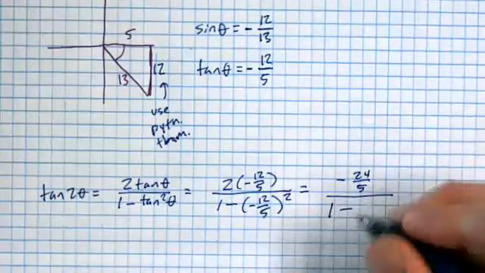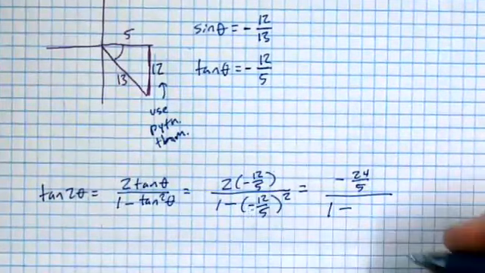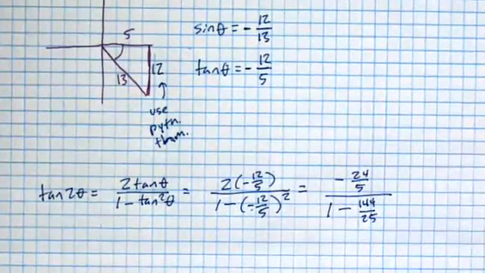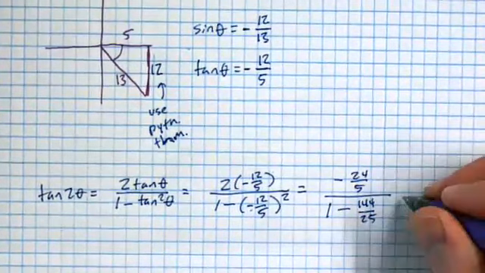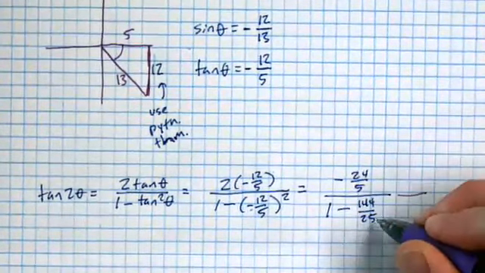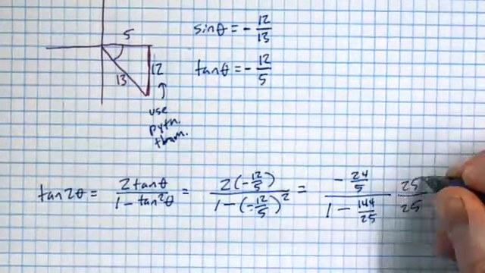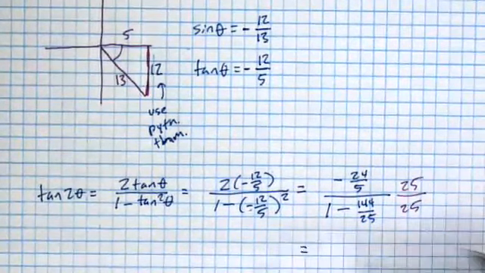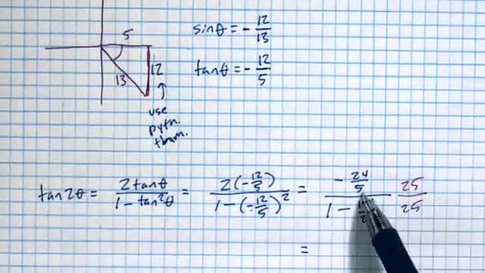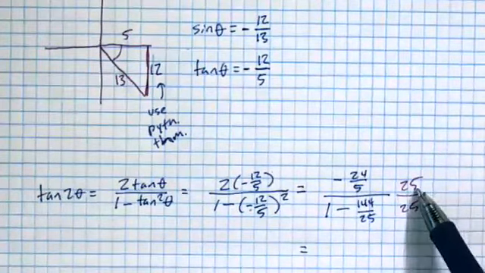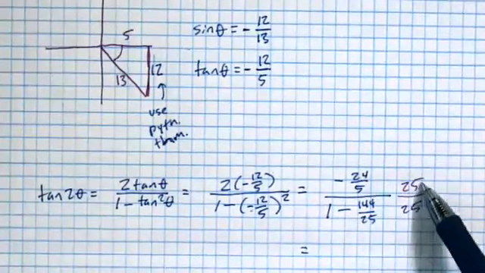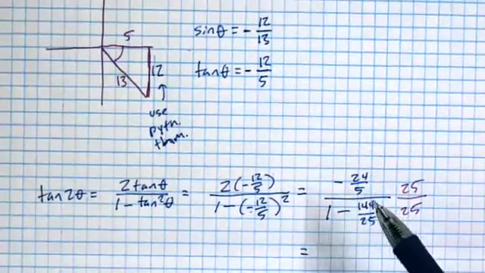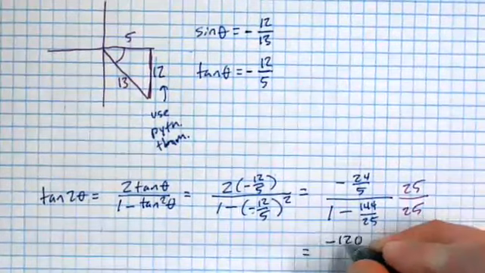Down here we got 1 minus, that negative is going to go away when I square it. 12 squared is 144, 5 squared is 25. And then I would clear my fractions. I'd multiply by a fancy version of 1. My bigger denominator is 25, so I'll multiply by 25 over 25. And that's going to give me 25 over 5 times 25. 25 divided by 5 would be 5, and then 5 times 24 is 120. Sound right? I think so.